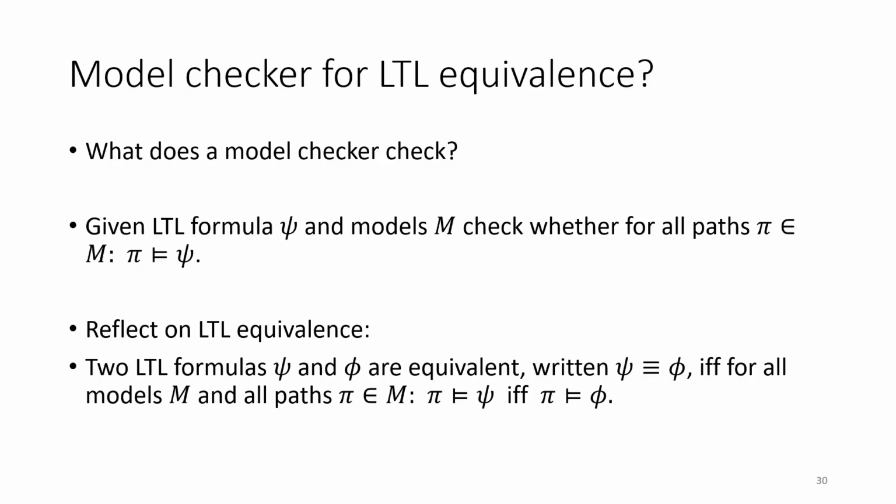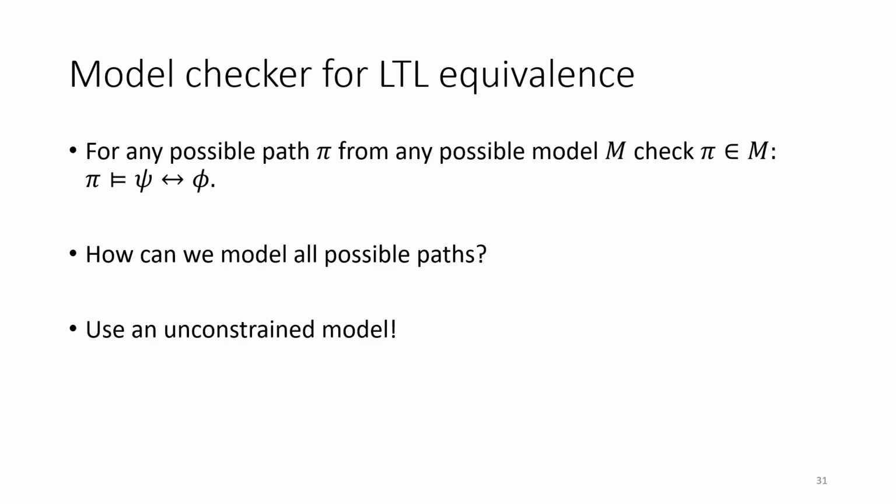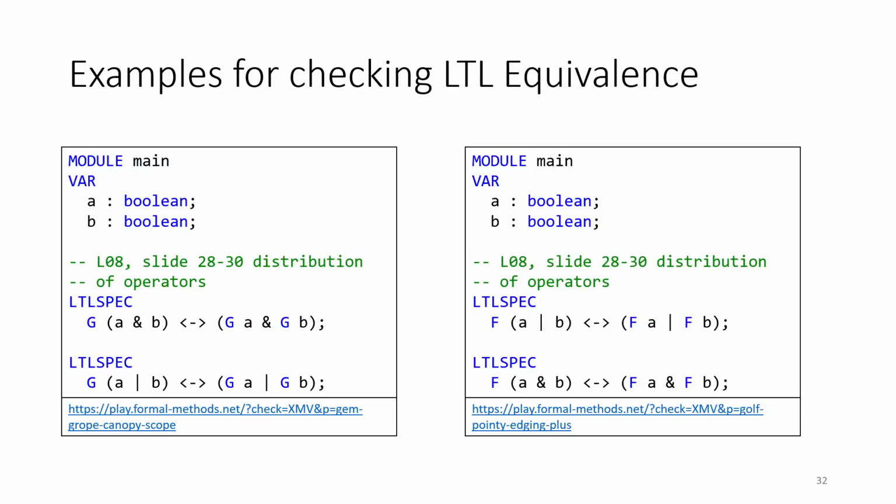That's basically what the model checker does. It takes two formulas on a model M that it is given, and it checks whether the path is satisfying the formula. Here we were asking for two LTL formulas and all models, and then we can take the unrestricted model. So find all possible paths by simply using an unconstrained model. And then these are the ones from the slides.